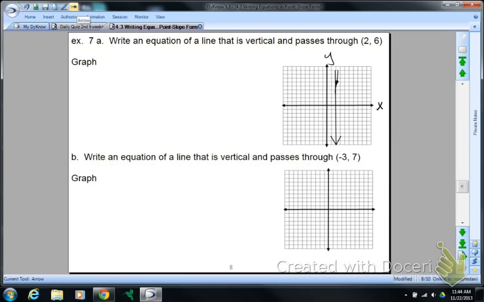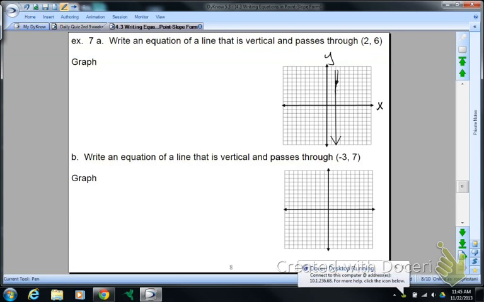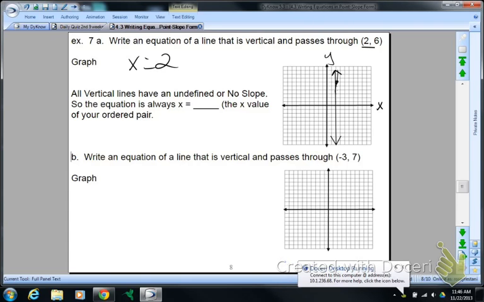What is the slope of all vertical lines? No slope, or undefined. So how could you put that into the point slope formula? You can't. But we don't need to do that. If a horizontal line is y equals, what do you think a vertical is? x equals. That's right. So the equation is x equals, what do you think? 2. All vertical lines have an undefined or no slope. So the equation is always x equals the x value of your ordered pair.